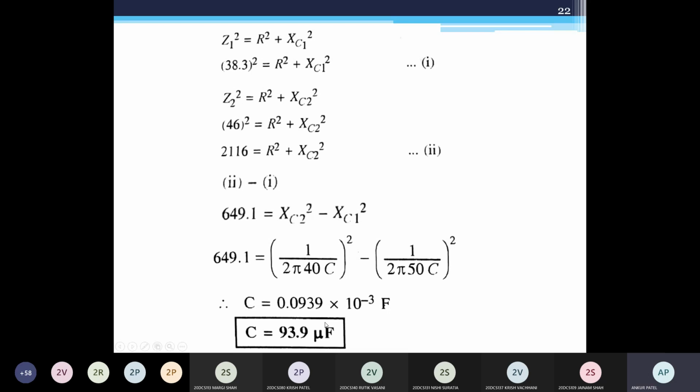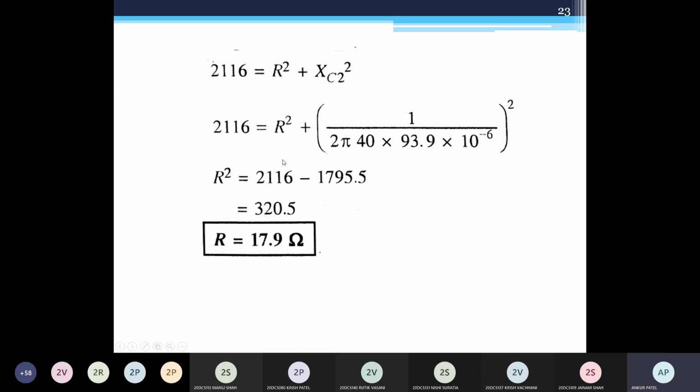Are you getting this? Sometimes, if these data are given, then you need to find out by comparing two equations. We'll get the remaining parameters. So C is equal to 93.9 microfarad, and you can find out R from any equation. That is 17.9 ohm.